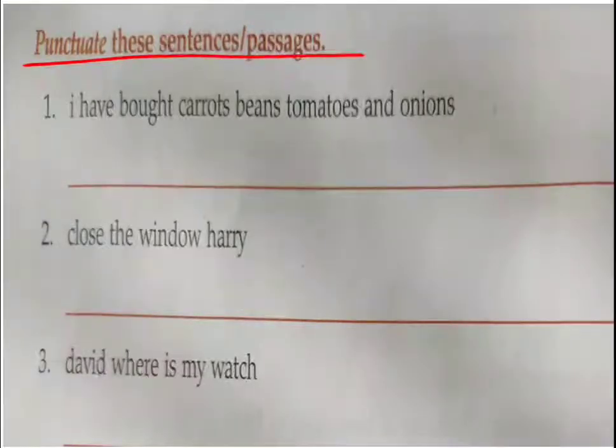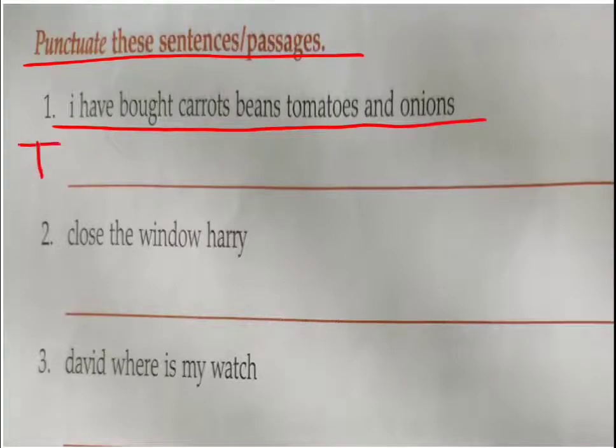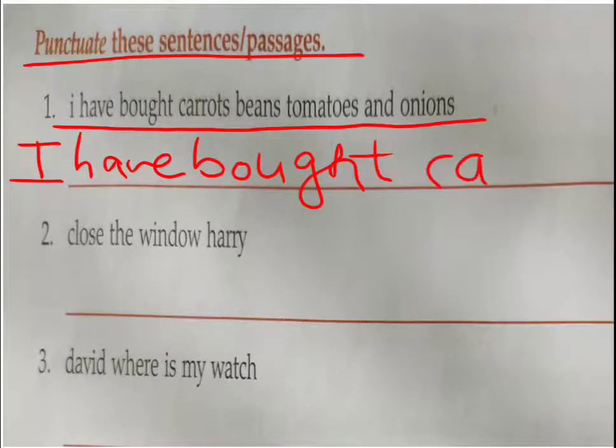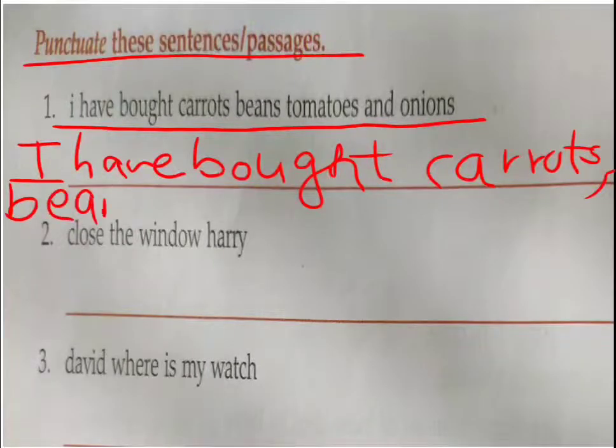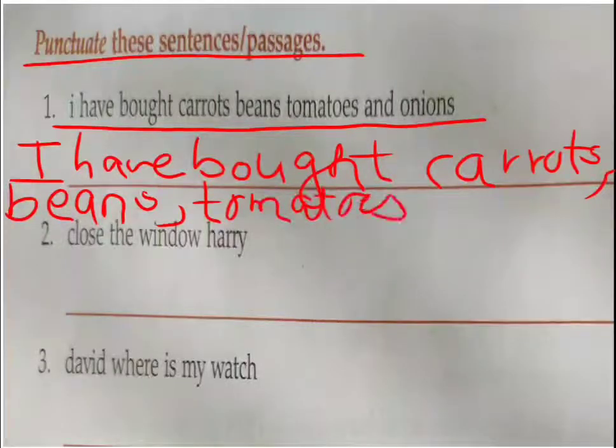So look at the first one: I have bought carrots, beans, tomatoes and onions. As we know, I is capital, and our sentence starts with I. So I capital, have bought carrots, same. After carrots we have to put a comma. Then beans, then comma, tomatoes and onions.